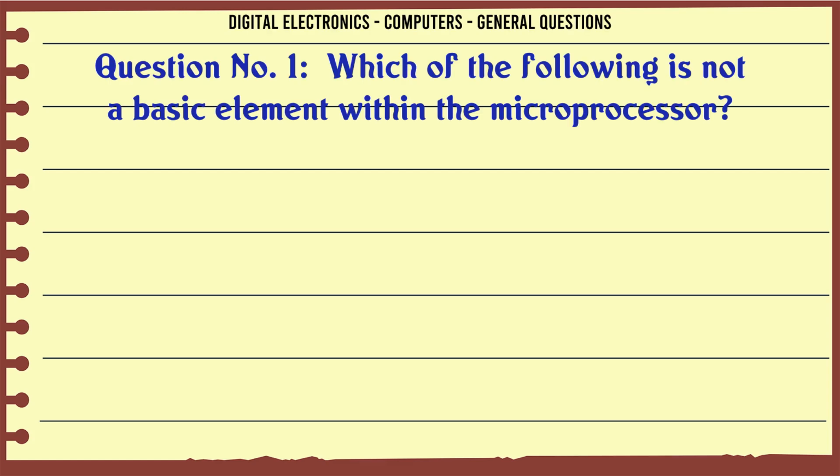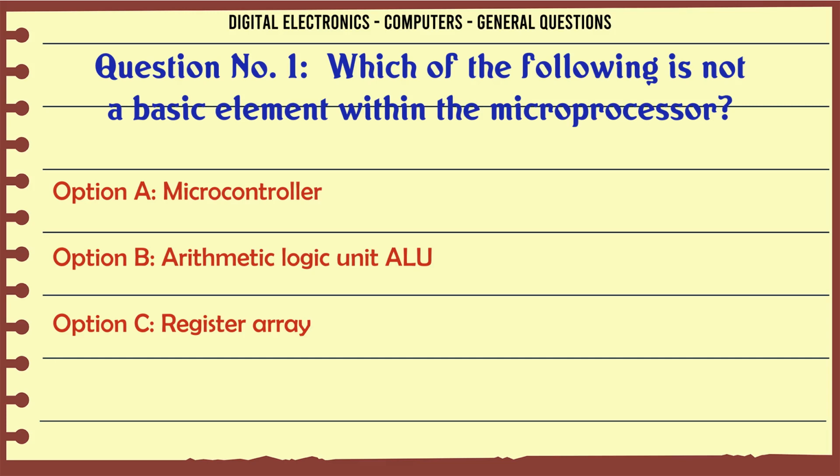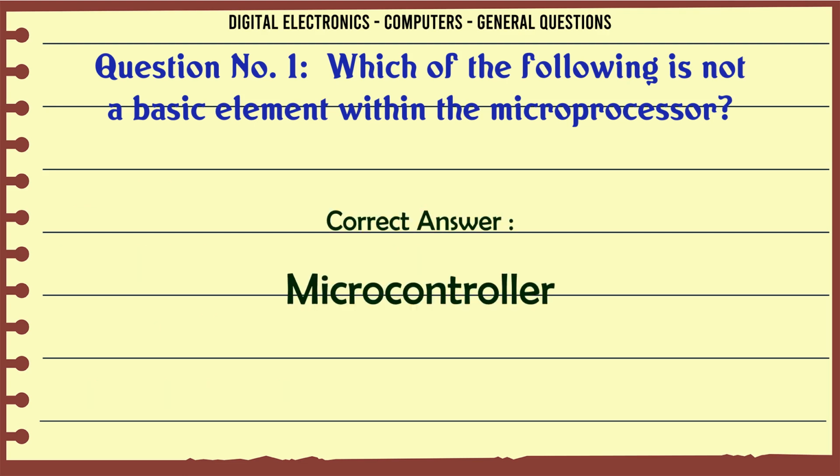Which of the following is not a basic element within the microprocessor? A. Microcontroller. B. Arithmetic logic unit, ALU. C. Register array. D. Control unit. The correct answer is microcontroller.